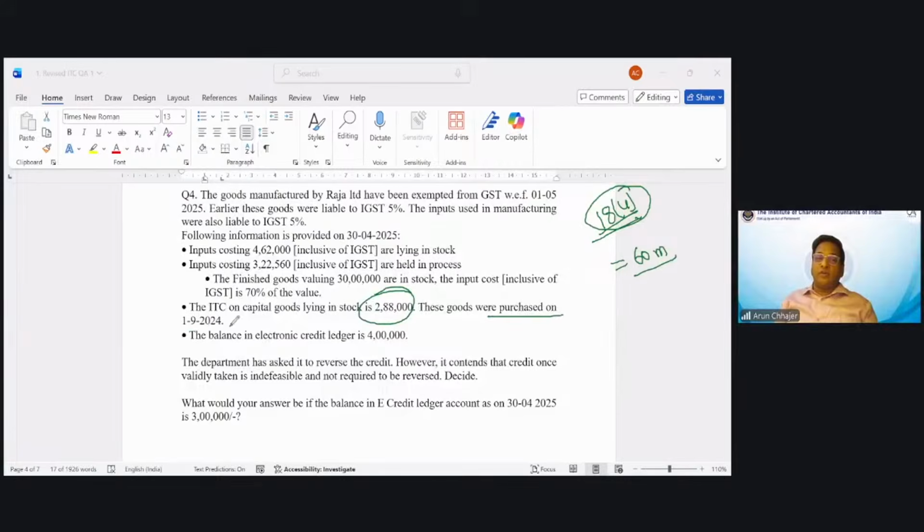Goods were purchased on 1 September and your item is become exempted on 1st May. So 30th April कितना महीना हो गया यहां से यहां तक? How many months has it been? Can you please calculate the number of months? 8 months. It means 2,88,000.